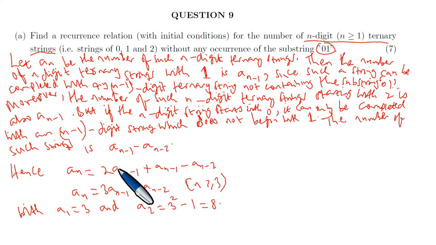Why is this two here? Because it's for those strings that start with one and the strings that start with two, and then this case here is for the strings that start with zero, but from the strings that start with zero, you just remove the zero, one string. Okay.